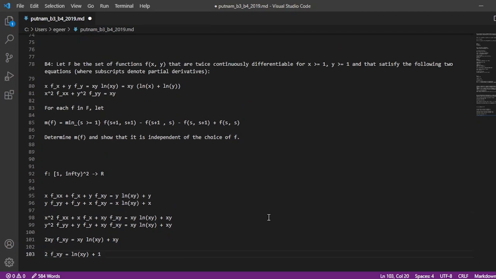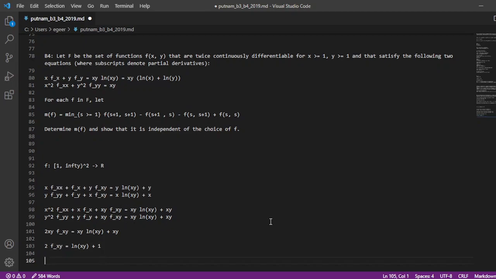So this is what we get if we differentiate f with respect to x and then with respect to y. So f has to be some kind of integral of this expression. We can integrate with respect to y and then integrate with respect to x. So let's do that. f_xy equals ln xy, x plus ln y plus 1.